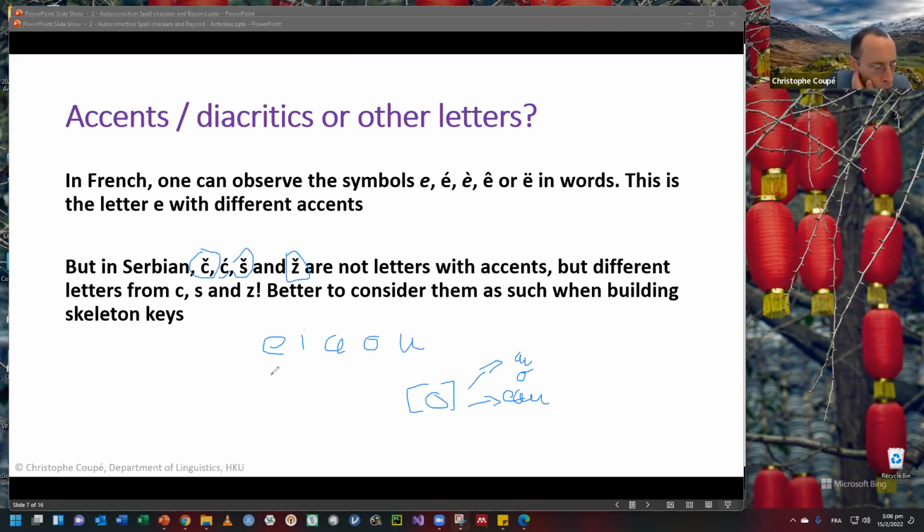Okay, let's say you consider an African language with 2 tones. Maybe in your language you have this vowel and this vowel. This one may be a high A, and this one is a low A, right? When you consider your skeleton keys, maybe you want to discard the tones, or maybe you want to keep them. I'm not sure what would be the best decision. But accents and tones and diacritics kind of depend on the language you consider. Okay?